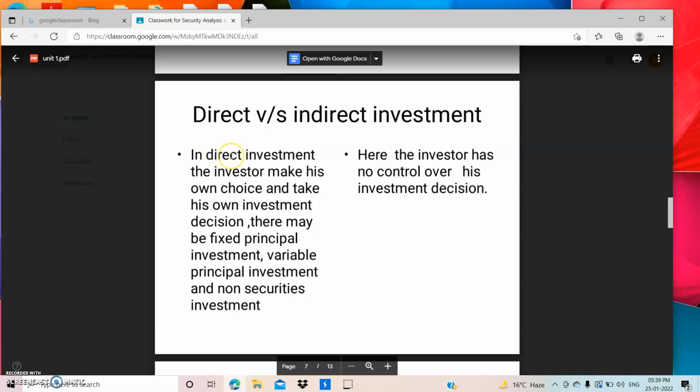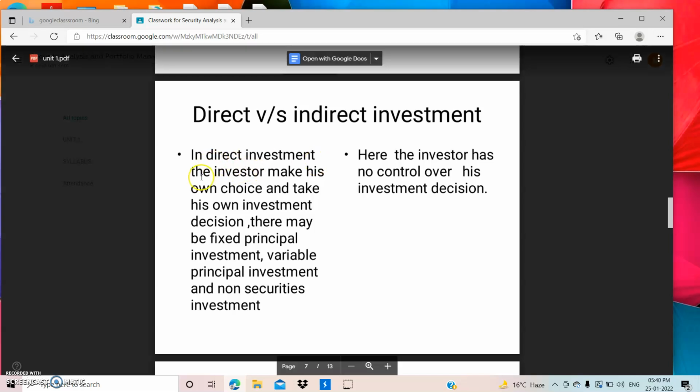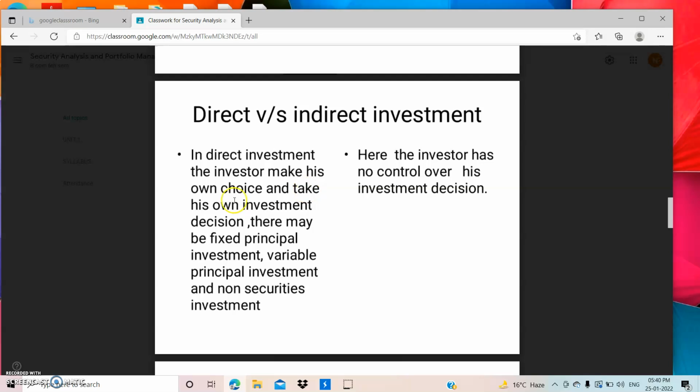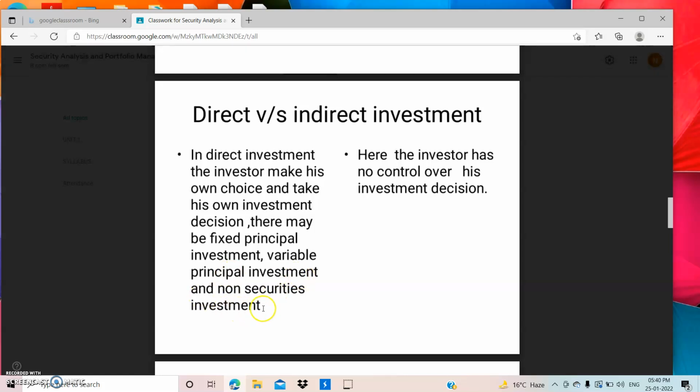Suppose an investor buys any kind of investment, whether it is a fixed principal investment, variable principal investment, or a convertible form of investment. If the investor is making the choice by himself, then it is known as direct investment. In direct investment, the investor makes his own choice and takes his own investment decision. There may be fixed principal investment, variable principal investment, and non-security investment also.